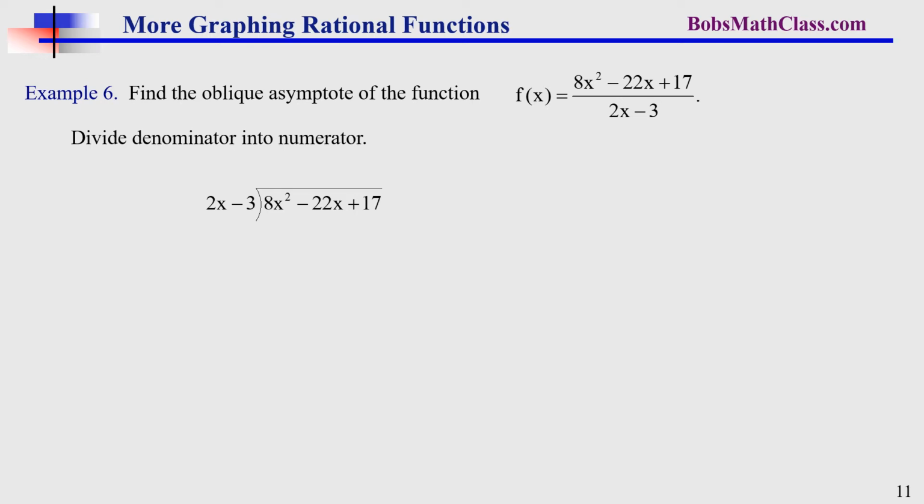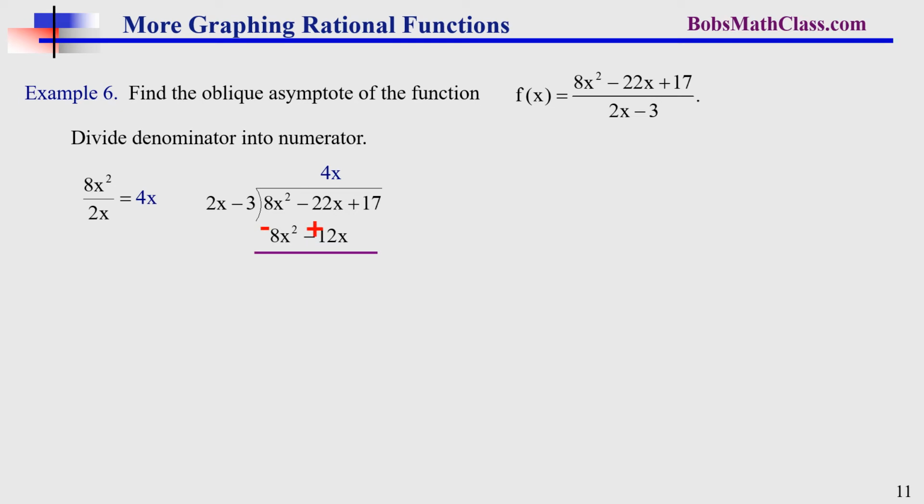So we take the first term of the dividend and divide it by the first term of the divisor. That's 8x squared over 2x, which equals 4x. You're going to put that in the x column, so put it above the 22x. And then multiply. So multiply the 4x times the 2x minus 3. That gives you 8x squared minus 12x.